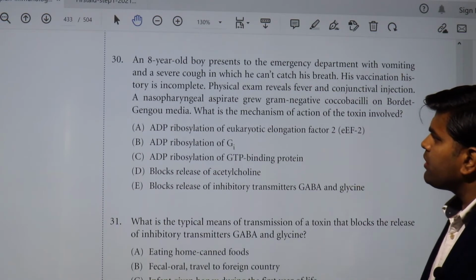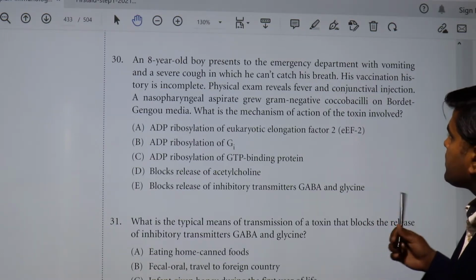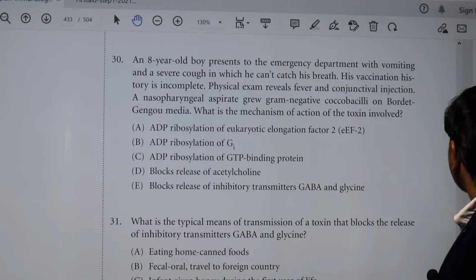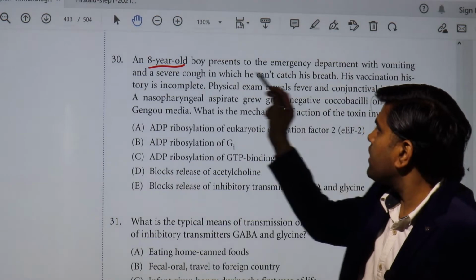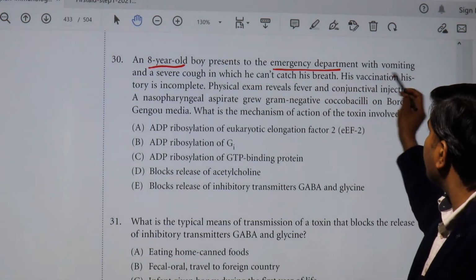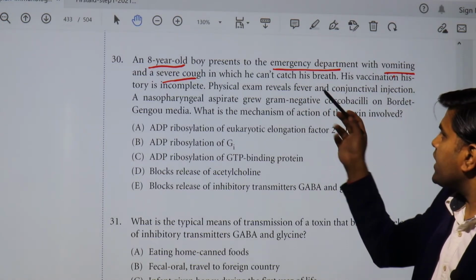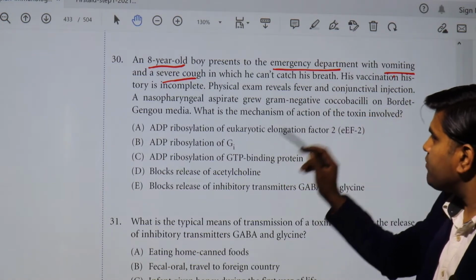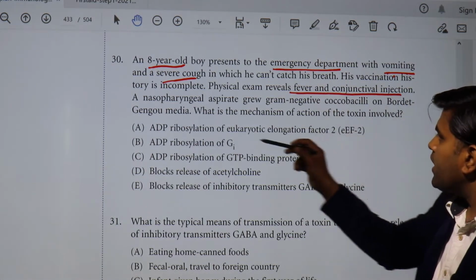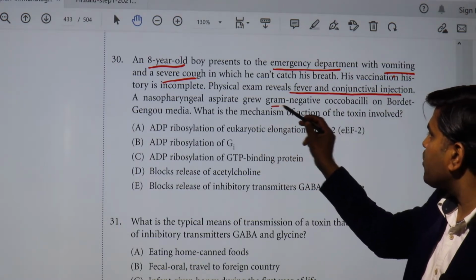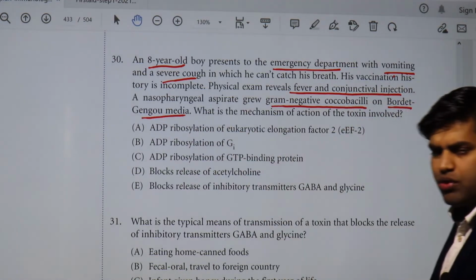Let's move forward. An 8-year-old boy presents to the emergency department with vomiting and severe cough, in which he can't catch his breath. His vaccination is incomplete. Physical exam shows fever and conjunctival injection, and a nasopharyngeal aspirate grew gram-negative coccobacilli on Bordet-Gengou medium. So they have given you a lot of information over here.